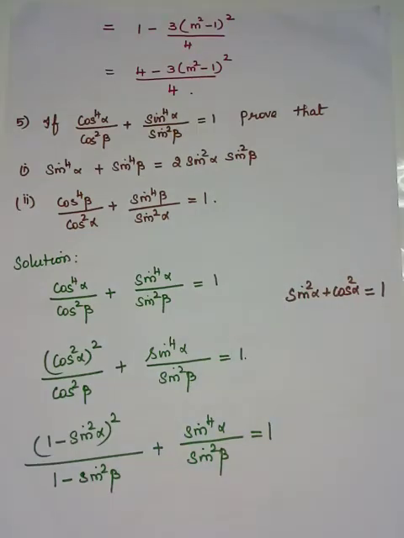And come to the fifth problem. If cos power 4 alpha by cos squared beta plus sin power 4 alpha by sin squared beta is equal to 1, prove the two subdivisions. In the first subdivision, your question is sin power 4 alpha plus sin power 4 beta is equal to 2 sin squared alpha sin squared beta. All the terms are in sin.